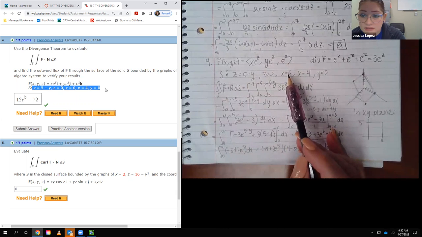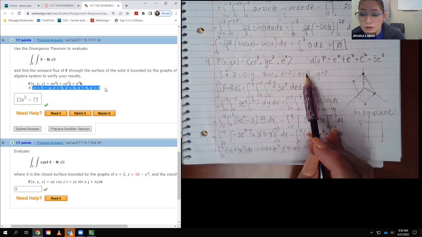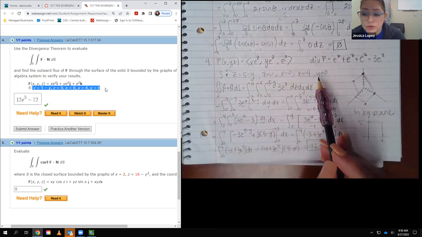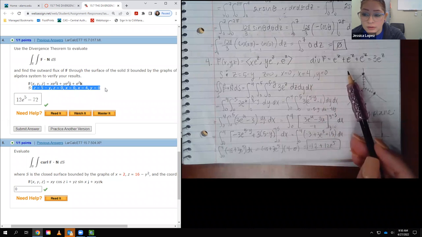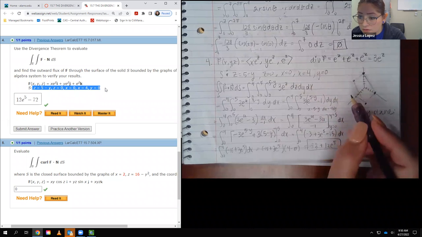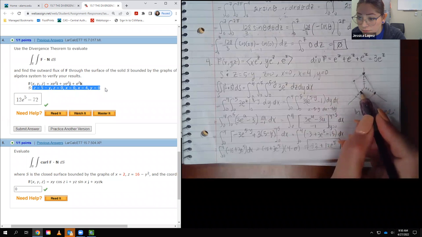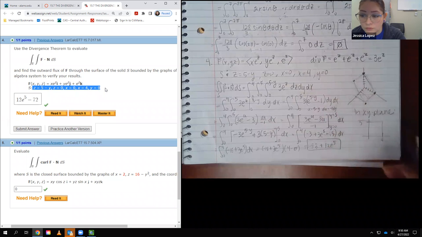And then x is going from zero to four. My question was, I don't know what y is doing. Y is going from zero to what, okay? So the y values are going here. So they're going from zero to what over here?